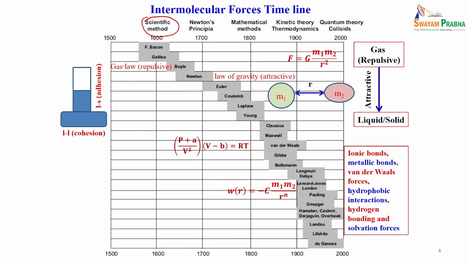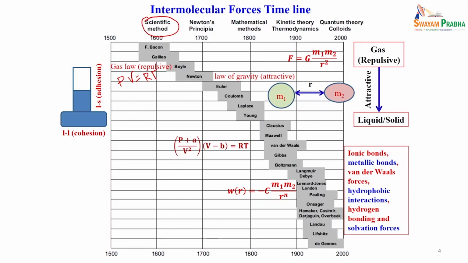Boyle's law, he derived the gas law, PV is equal to RT constant. So, here the gas law says interaction between gas molecules is repulsive in nature, but when Newton discovered the law of gravity, he said there is always an attractive interaction between two different molecules.